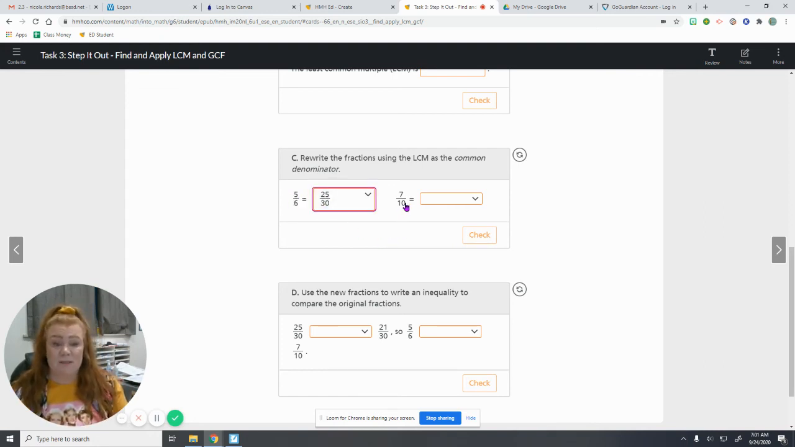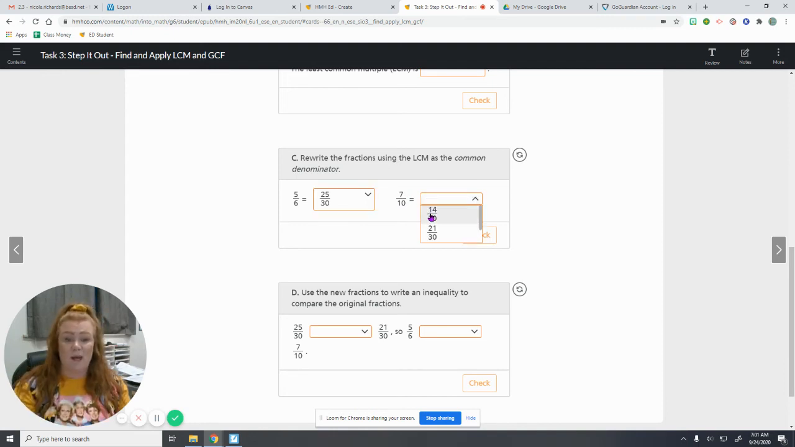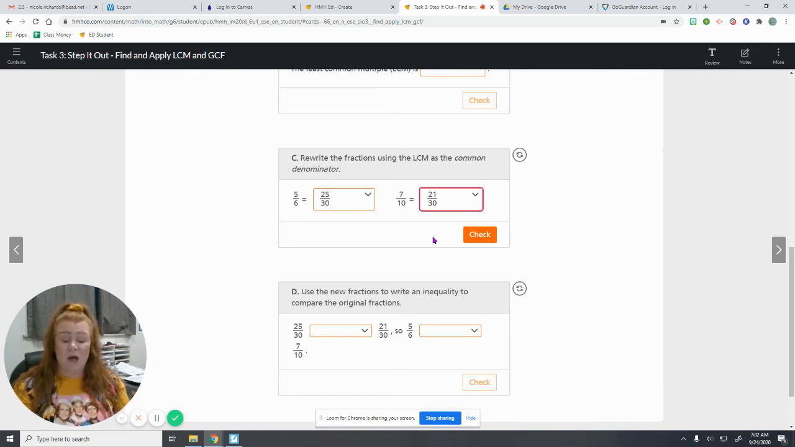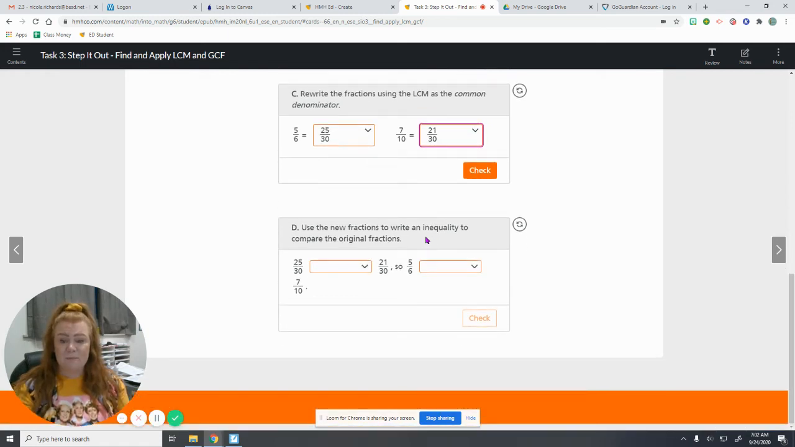So now we want to make 10 have a common denominator of 30 as well. So I ask myself, how did I get from 10 to 30? I times by 3. So I do the same thing to the top. 7 times 3 is 21. So 21 over 30 are my two new fractions. Now I can compare them a lot easier.